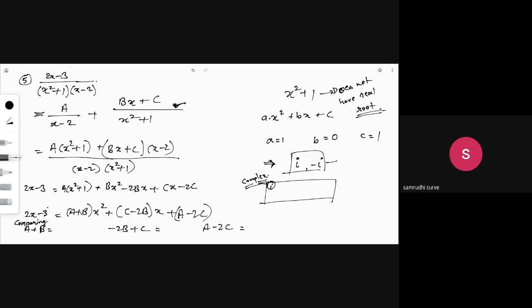So, sir, a plus... What is a plus b? A plus b is the coefficient of x square. Do you have x square on the left hand side? No, sir. No, so a plus b has to be 0. C minus 2b is the coefficient of x. What is the coefficient of x on the left? 2. So minus 2b plus c is 2. A minus 2c is 3 or minus 3? Minus 3.